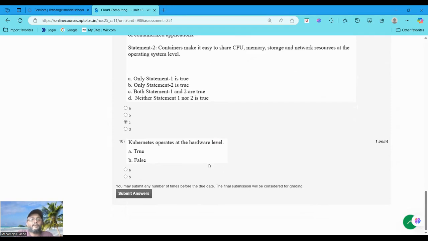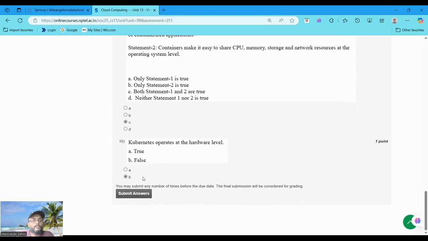Kubernetes operates at the hardware level. Is it true or false? It is a false statement. Why do I choose false? Because Kubernetes operates at the container orchestration level, managing clusters of containers, not hardware directly. Remember, Kubernetes operates at the container orchestration level, managing clusters of containers, not hardware directly. That's why it is a false statement.